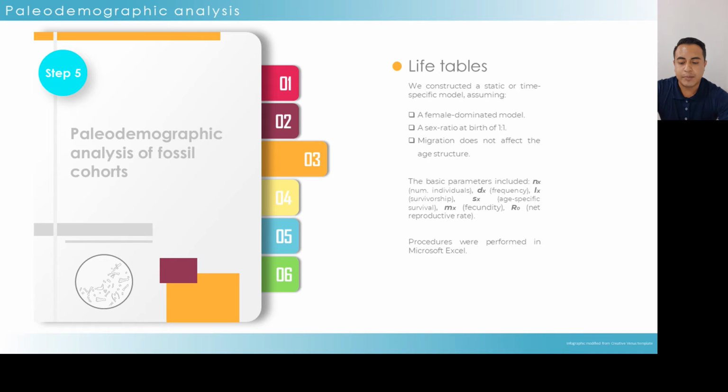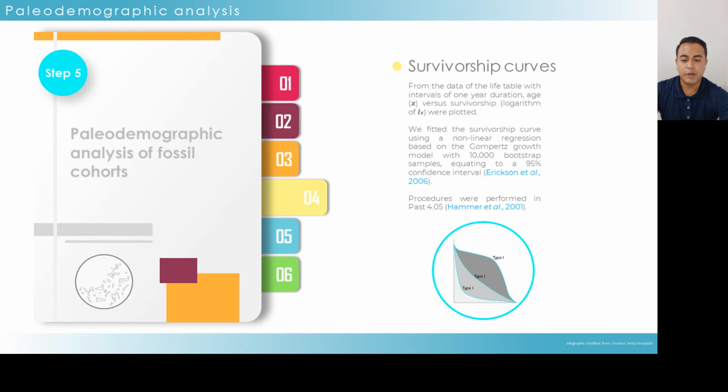We estimated the parameters of life tables and we standardized life tables to tables of age intervals of 1 year of duration following the procedures of Fernandez et al. 2017. We built survivorship curves from data of standardized life tables. We performed a nonlinear regression based on the Gompertz growth model. A confidence interval of 95% was obtained from 10,000 bootstrap samples to support statistically the shape of the survivorship curves.